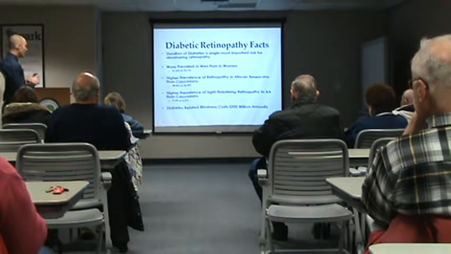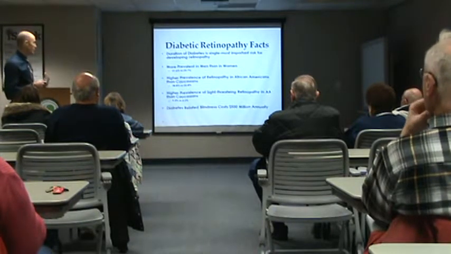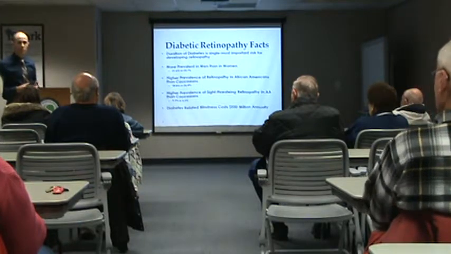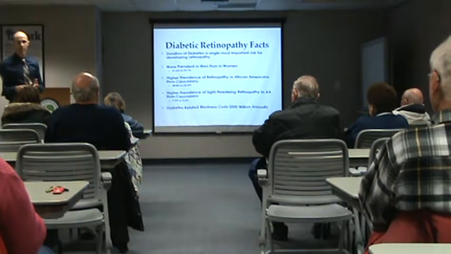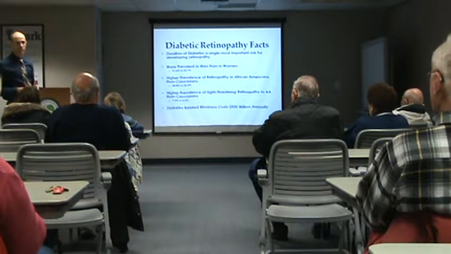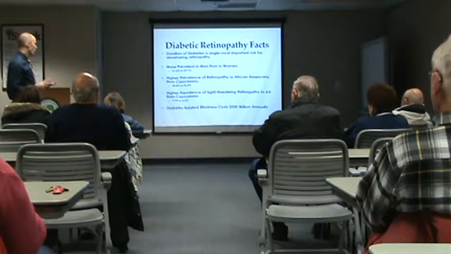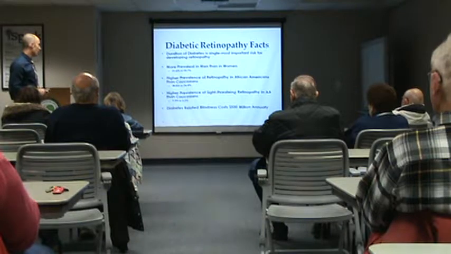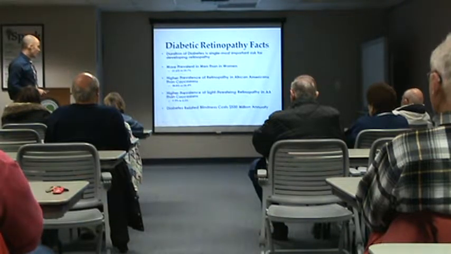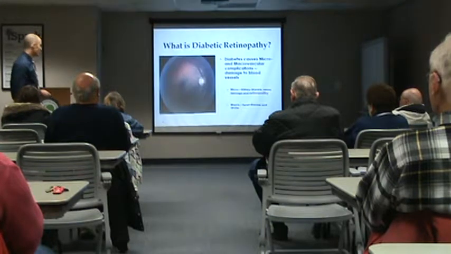The number one indicator for retinopathy, the biggest risk factor for retinopathy, is the duration of diabetes. The longer you've had diabetes, the higher the risk is for retinopathy. A little bit more prevalent in men than women, more prevalent in African Americans and Caucasians. Bottom number here, $500 million a year annually related to diabetic blindness. That's a big number. It costs a lot of money to take care of retinopathy.